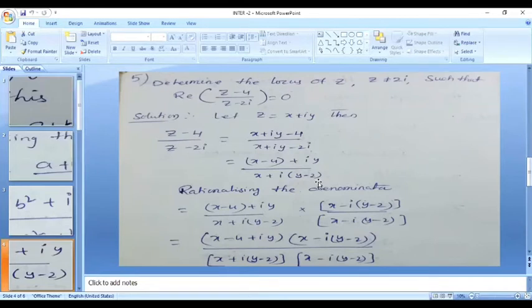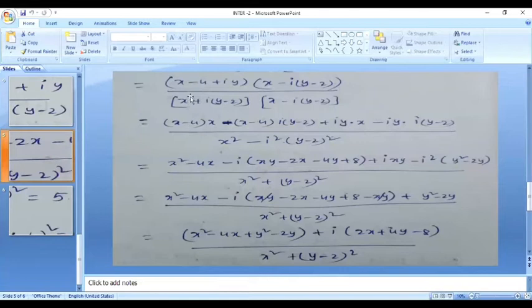Now we have to rationalize the denominator. Simply, rationalizing means we multiply and divide by the same value with the opposite sign. That is (x minus 4 plus iy) by (x plus i(y minus 2)), multiplied and divided by (x minus i(y minus 2)). Now numerator into numerator and denominator into denominator.